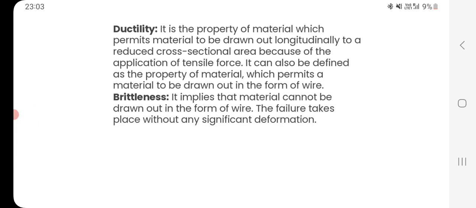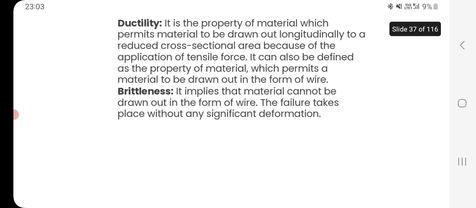Ductility. It is the property of a material which permits the material to be drawn out longitudinally to a reduced cross-sectional area because of the application of tensile force. It can also be defined as the property of a material which permits a material to be drawn out in the form of wire.